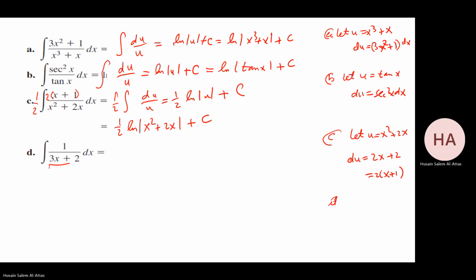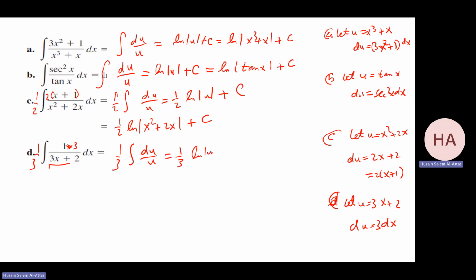The same idea there. D, if I let u equal 3x plus 2, du will be what? 3 dx. So I need 3 there, and I have 1 over 3 outside. So it will be 1 over 3 du over u, 1 over 3 ln absolute value of u plus c, which is 1 over 3 ln of u, which is 3x plus 2 plus c.